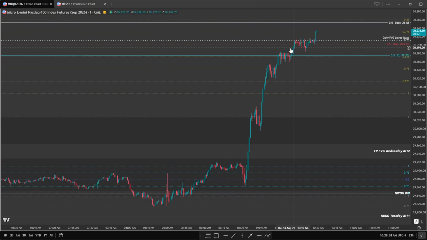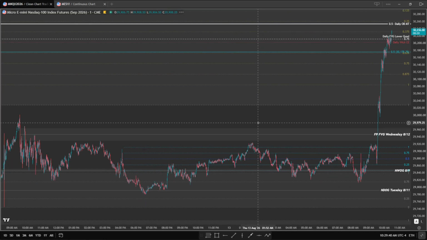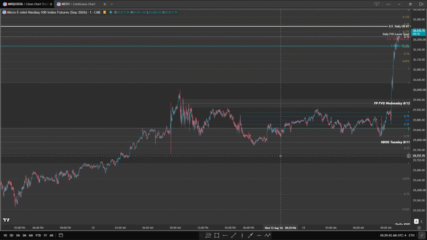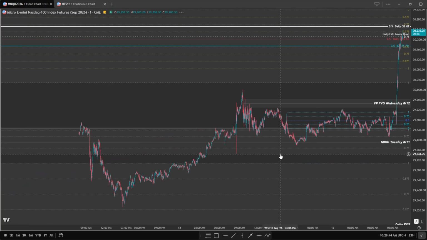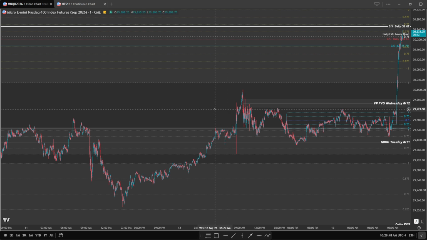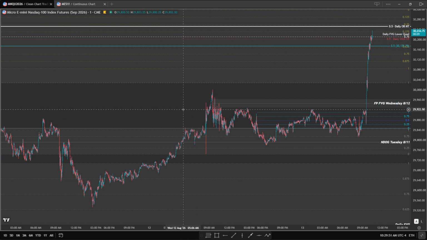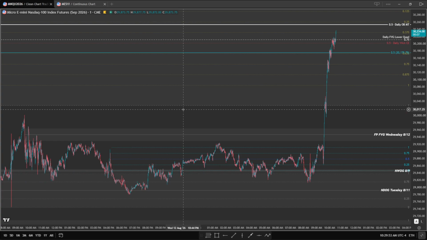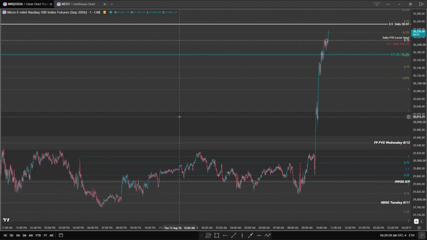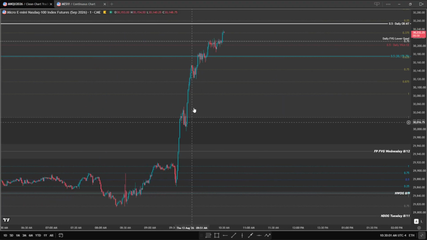The ICT concepts completely changed my entire outlook on the market, just the way I look at it. I find it really interesting that the day after I see people talking about there's no volatility in the market, you can't day trade, they do this extremely quickly.